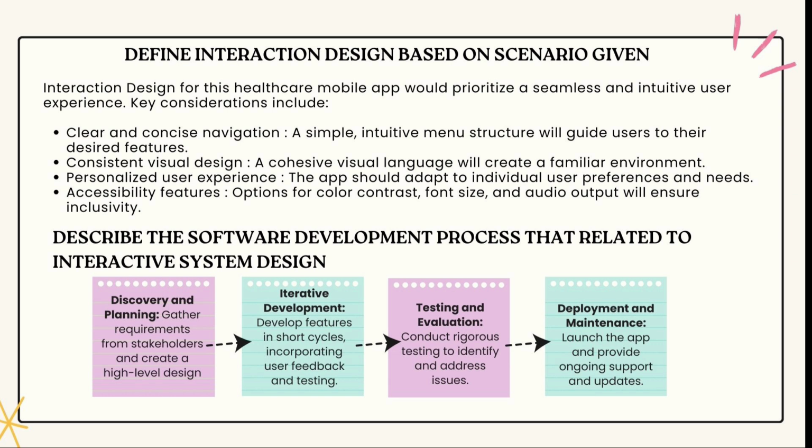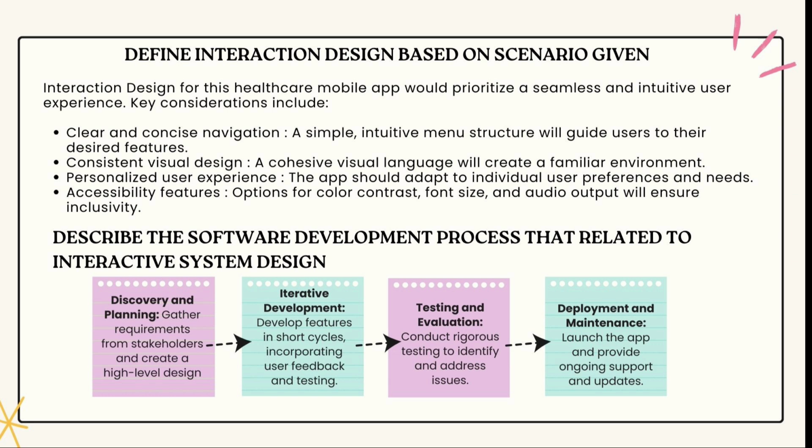There are 4 key considerations. First, clear and concise navigation. We aim to make the app easy to use with a straightforward menu structure that guides users to their desired features effortlessly. Number 2, consistent visual design. A cohesive visual language will be used to create a familiar and user-friendly environment throughout the app. Third, personalized user experience. The app will adapt to individual preferences and needs, enhancing usability and engagement. Fourth, accessibility features. We will incorporate options for color contrast, font size, and audio output to ensure the app is inclusive for all users.